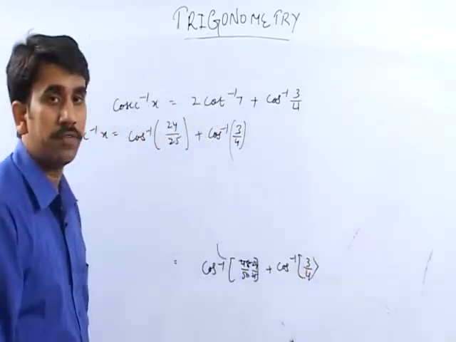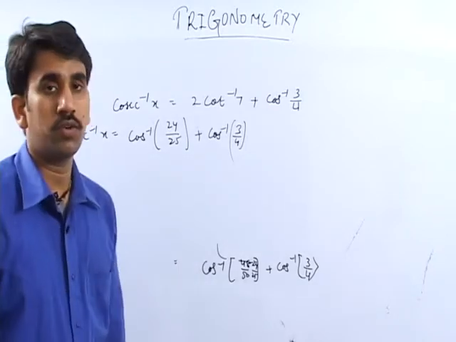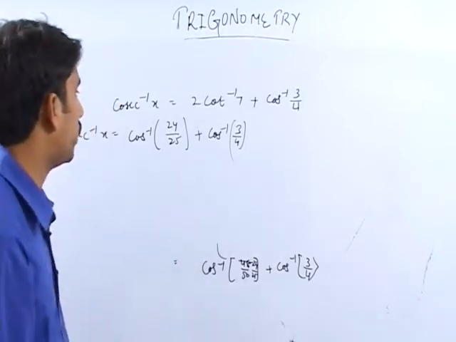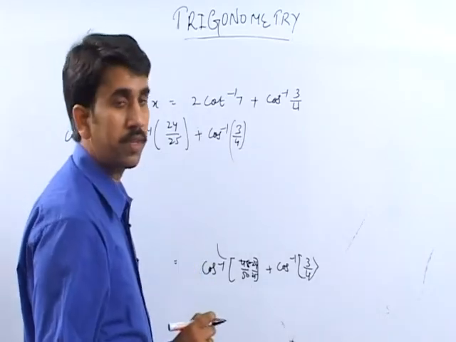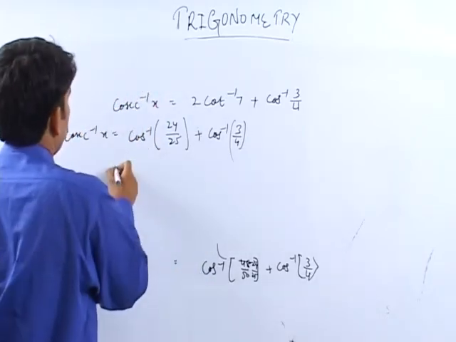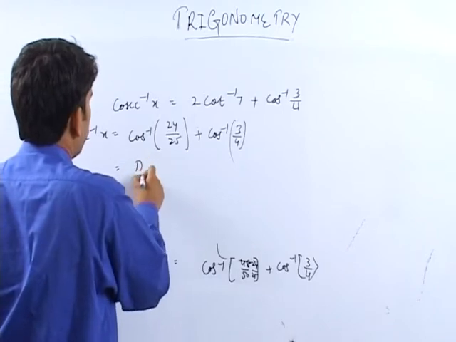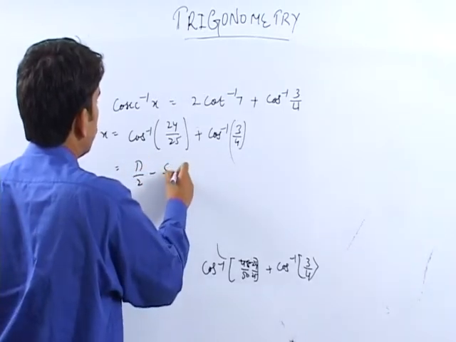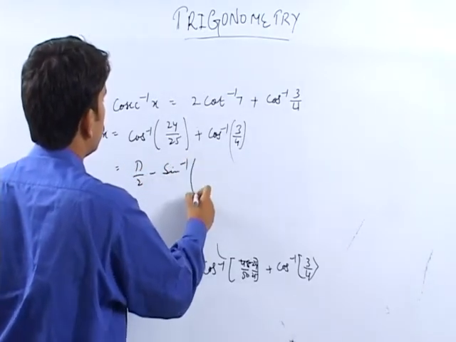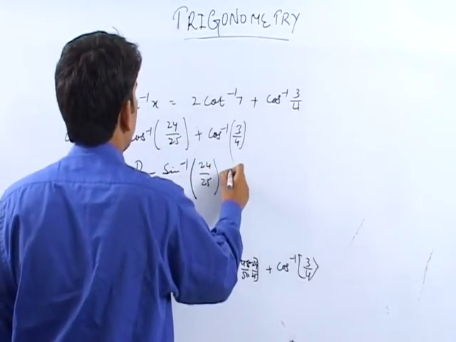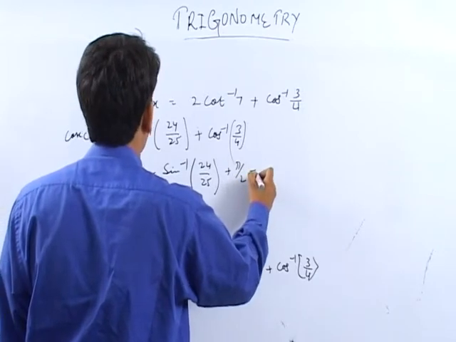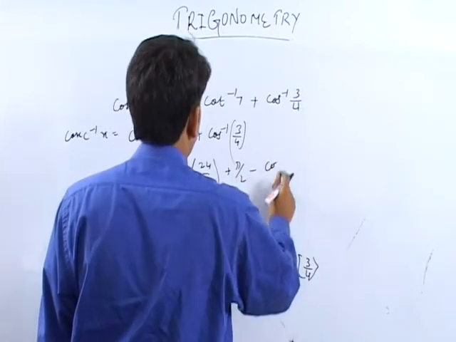Now either you can apply the formula for cos inverse x plus cos inverse y, which is xy minus plus under the root 1 minus x square into under the root 1 minus y square, or you can put it into the form of pi by 2 minus sin inverse x plus pi by 2 minus sin inverse y.